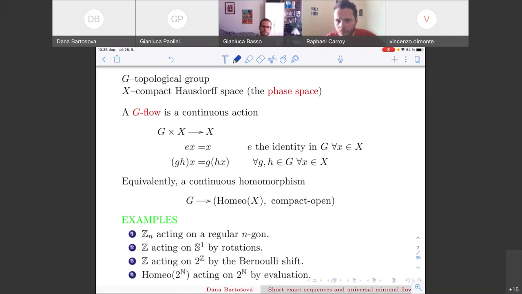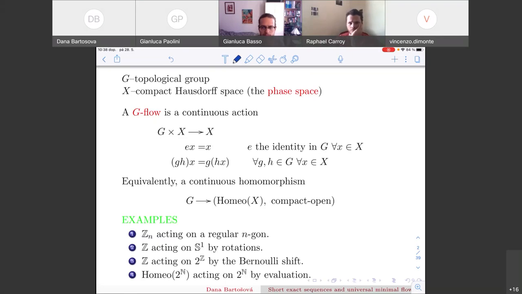So we will be ambiguous with saying just the space is a G-flow, but really that also contains the action, where actions need to be continuous in our case. And we are acting by homeomorphisms. So we have that the identity acts as the identity homeomorphism. And if we are looking at multiplication, then that works as composition, and we can first evaluate it by one homeomorphism and then by the other.